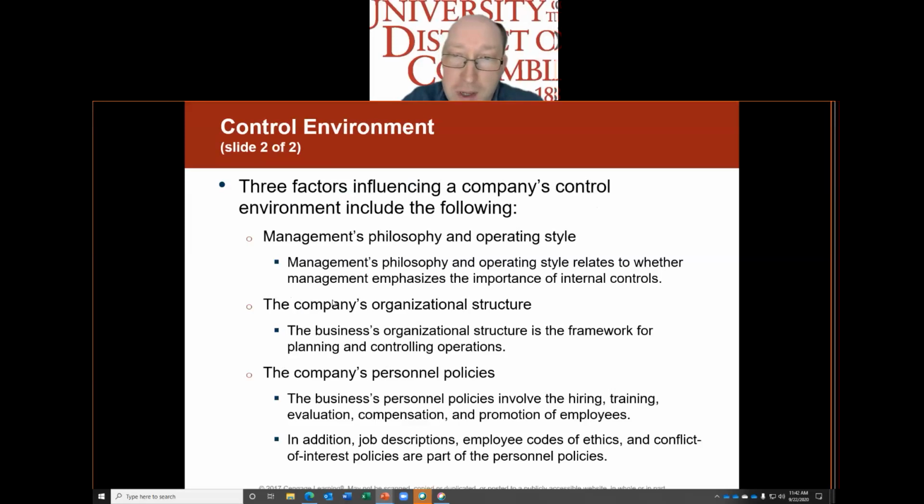Philosophy is, this is how I plan to control my business. That's what philosophy is. The organizational structure, this is how the business is structured. We have the CEO at the top. Just below the CEO, we have vice presidents. Just below the vice presidents, we have department managers. Below the department managers, we have the employees. And then, of course, we have customers, right? That's our organizational structure. That's the framework of the business.